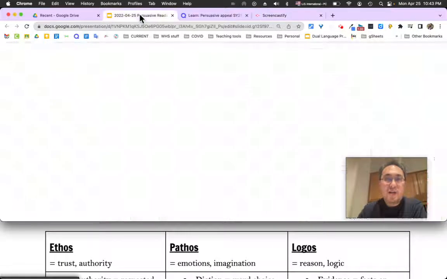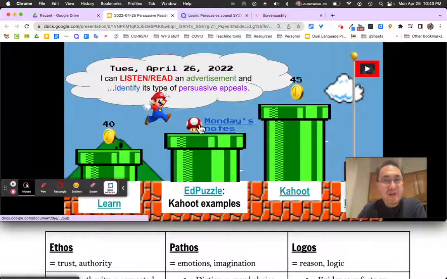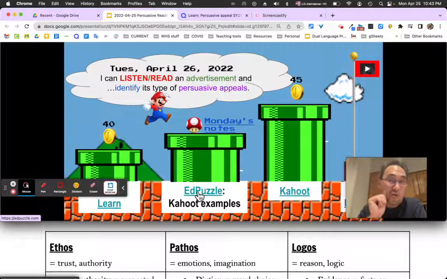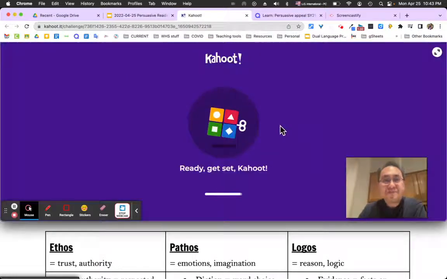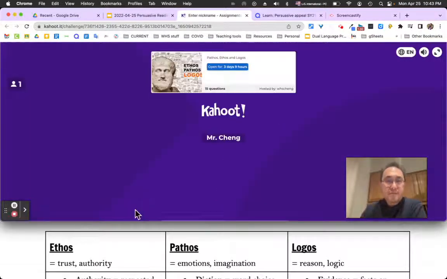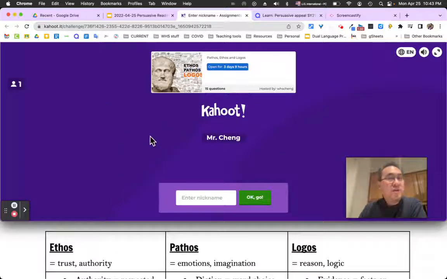Let's go back to our Mario board. So those notes are here. You can click here on the little mushroom for those notes. And you've clicked here, hopefully, for the Ed puzzle, which is what you're watching right now. Then we're going to click here for the Kahoot for the 45 points for today. Once you click on that Kahoot, you're going to enter your name in. Please enter your full name so that I can give you points. If you don't put your name in, I don't know who to give points to, right?